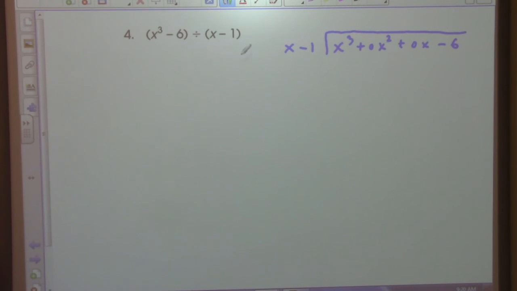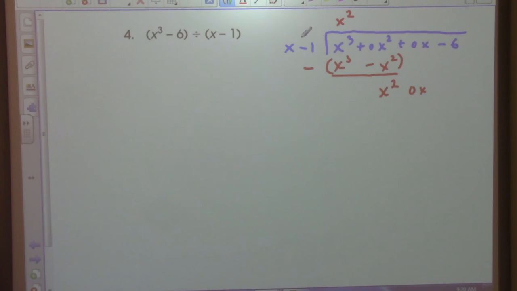No, we're stuck. Okay, so we go ahead and divide out, we have x squared, right? And then here we get x cubed, and then we multiply by that, we get negative x squared, right? And so we're going to subtract this. We get 0 minus negative x squared, which is positive x squared, right? And then we're going to bring down the 0x.